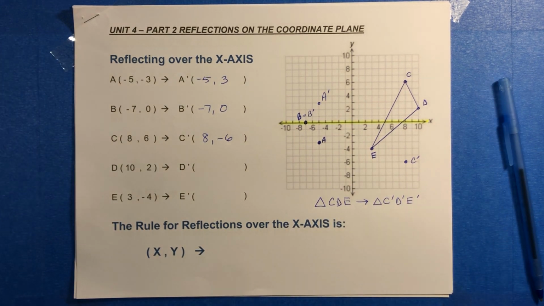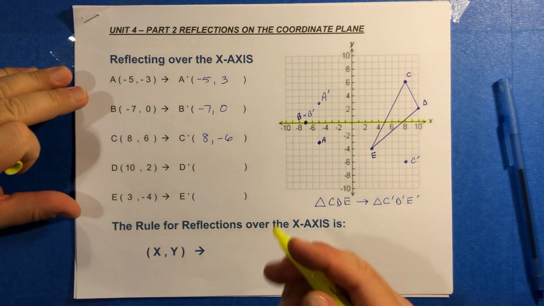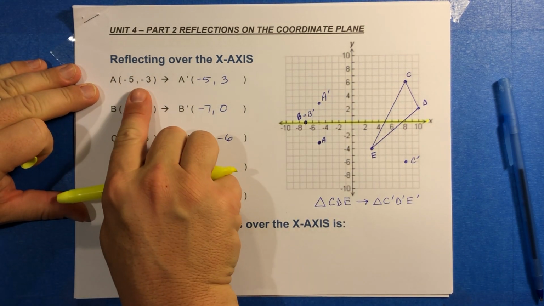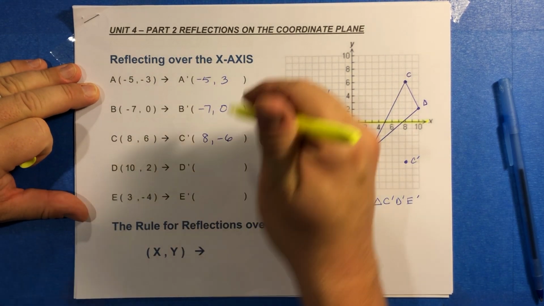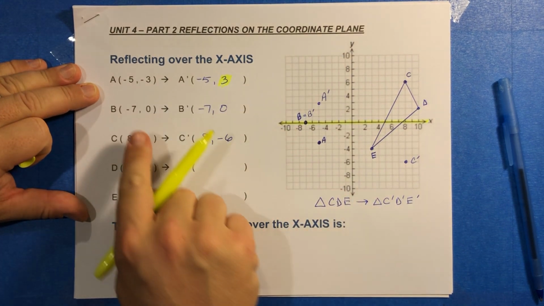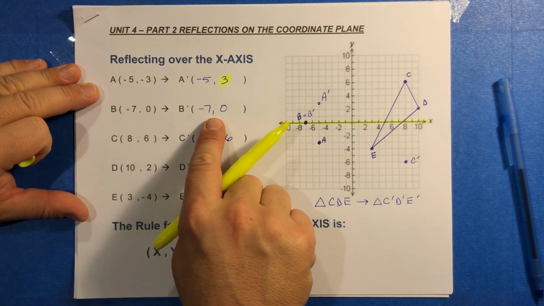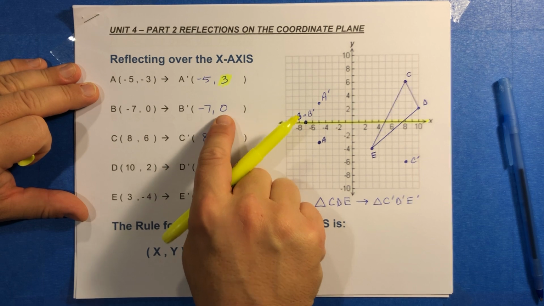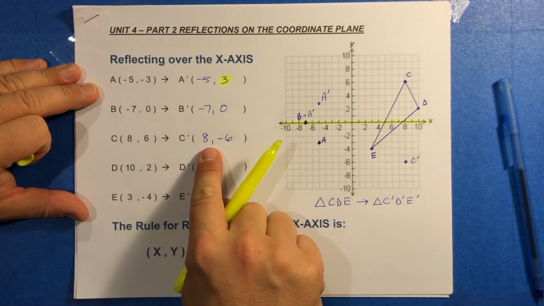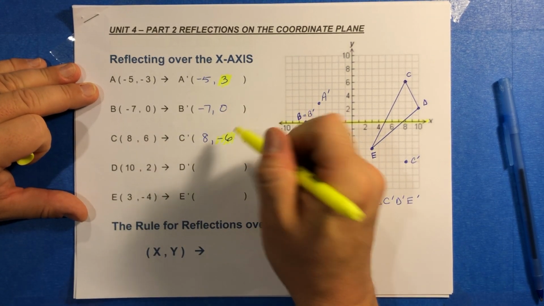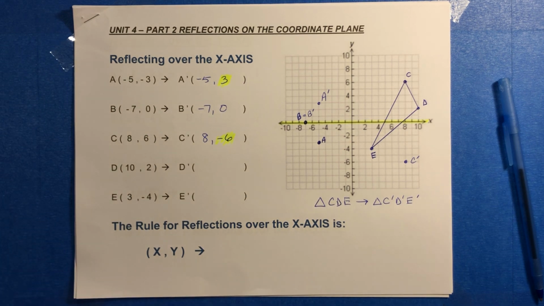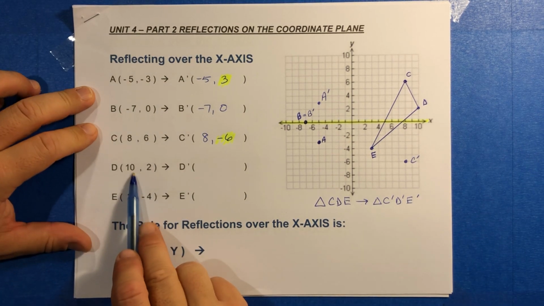What I'd like you to notice here is I'm starting to see a pattern, and I want you to see if it continues. -5, -3 became -5, +3. -7, 0 became -7, 0, no change. I'll come back to that. 8, 6 now became 8, -6. All right, so are you noticing a pattern? Well, let's see what happens with these next 2 points.